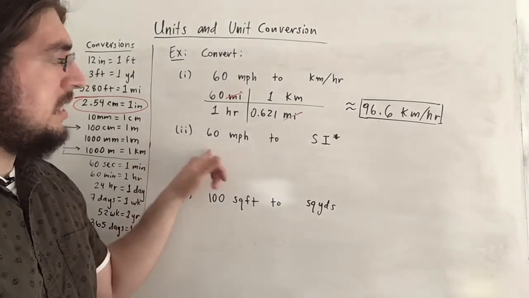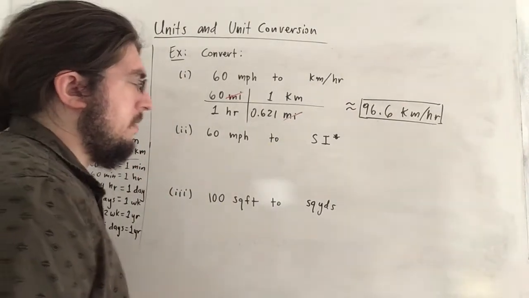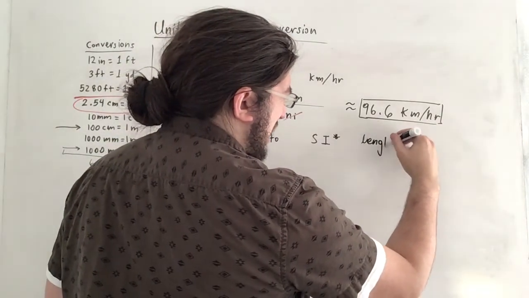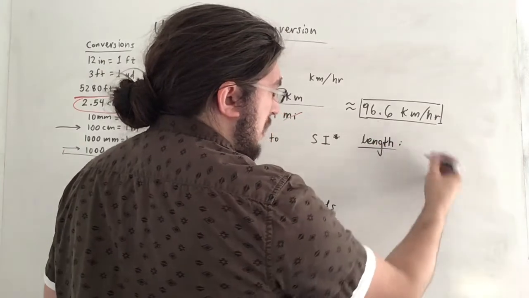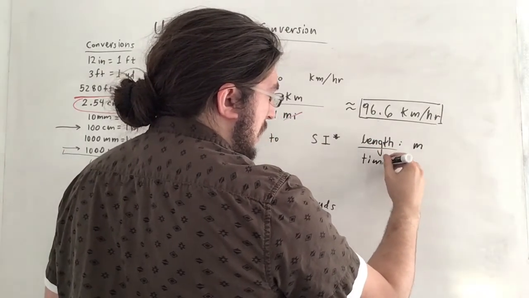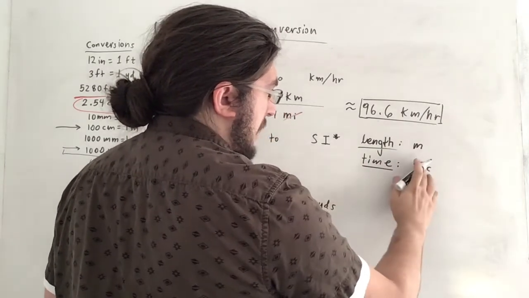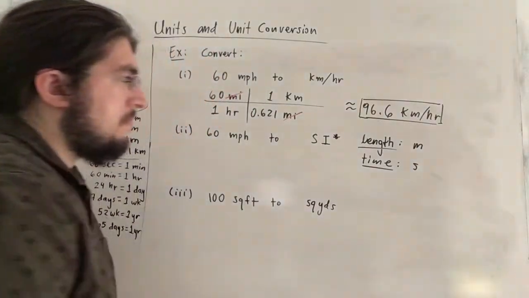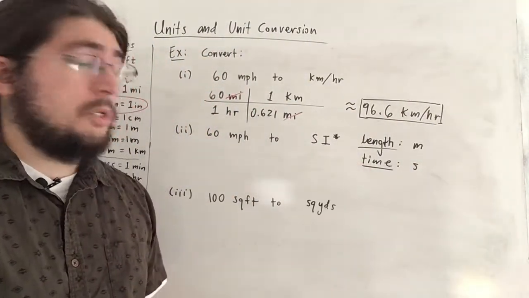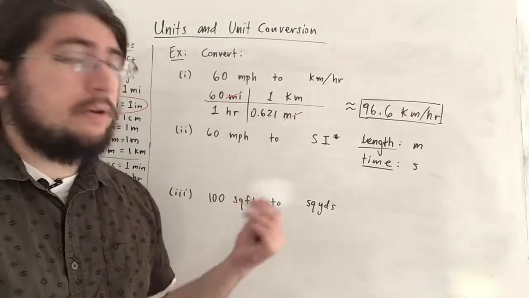Anyways, now converting 60 miles per hour into SI. What is SI? What is standard international units? What's that all about? Well, as it turns out, for length, the standard length unit is meters. And for time, the standard time unit is seconds, or just S. S for seconds. So miles per hour in standard international units would be meters per second, actually. Not even kilometers per hour. So it's in meters per second.